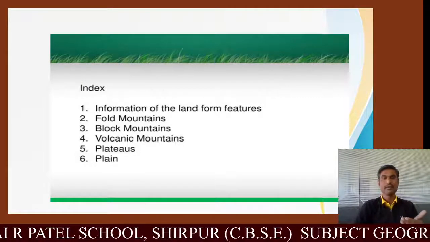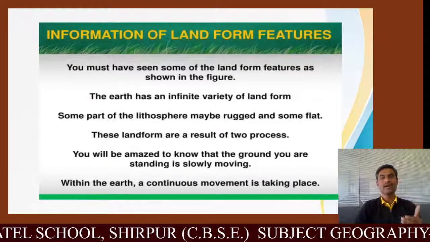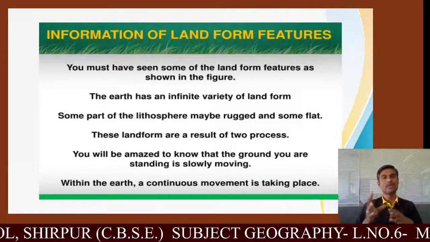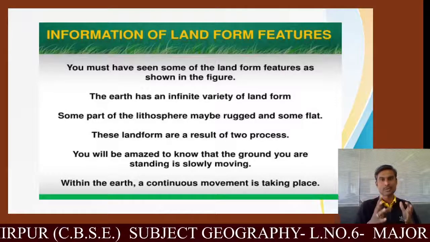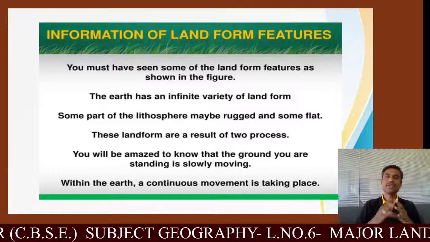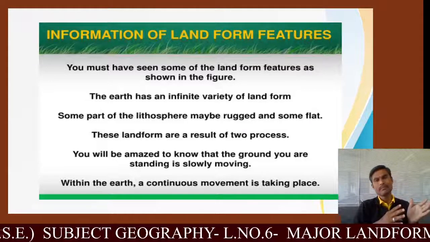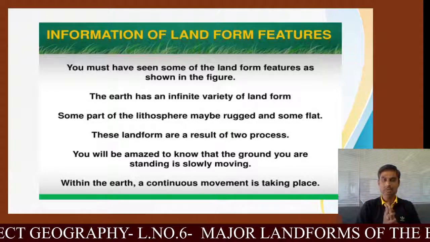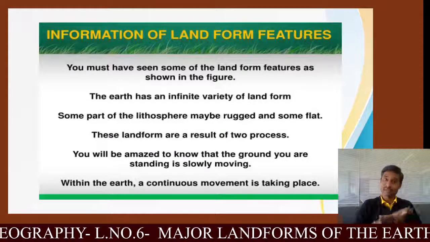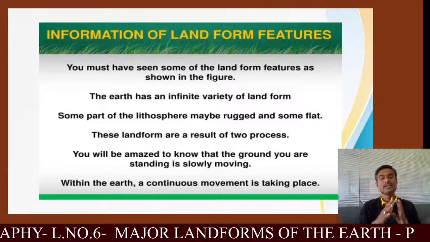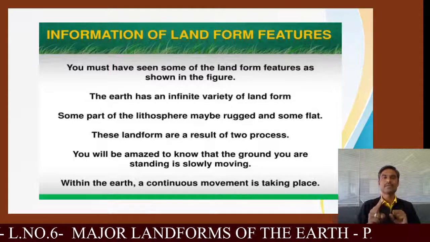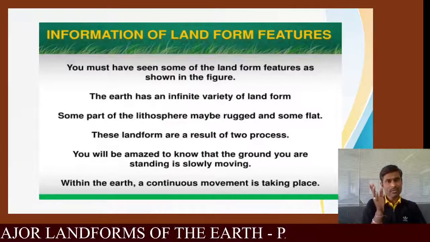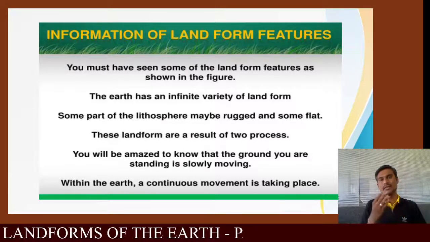But before that we have to understand what the major landforms are and their features. You can see in the textbook, the earth has many varieties of landforms. Some parts of the lithosphere may be rugged and some are very flat. These landforms are the result of two processes. The first is the internal process and the second is the external process.